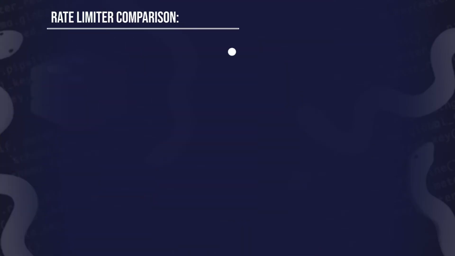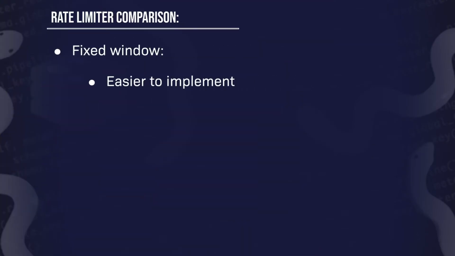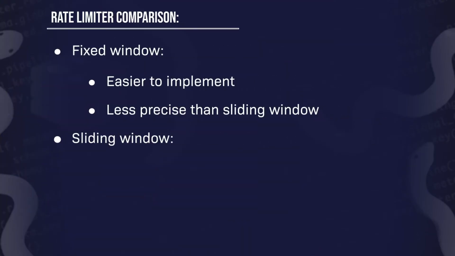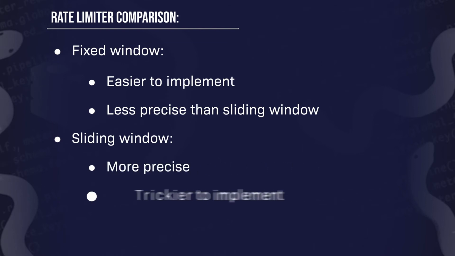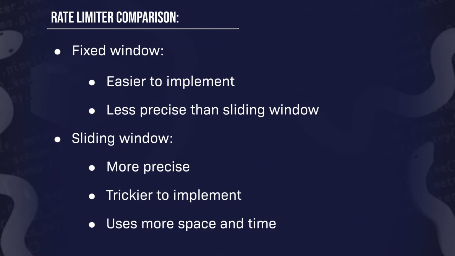A fixed window rate limiter is a bit easier to implement, but less precise. A sliding window rate limiter is more precise, but trickier to implement, uses a bit more space, and is slightly less time efficient. In this unit, we'll see how to implement the fixed window rate limiter, and in the upcoming challenge, you'll build your own sliding window rate limiter.